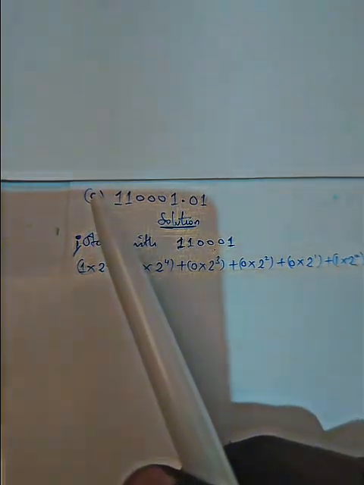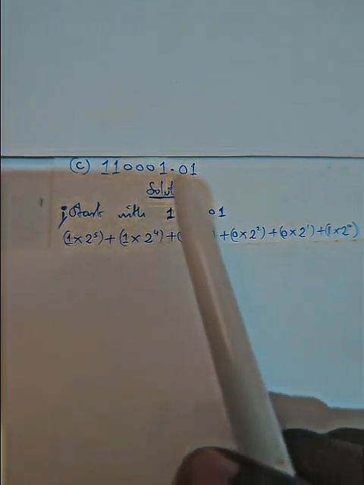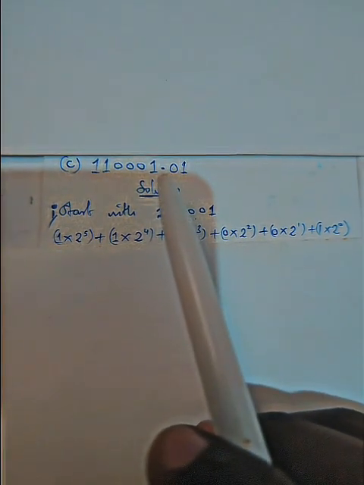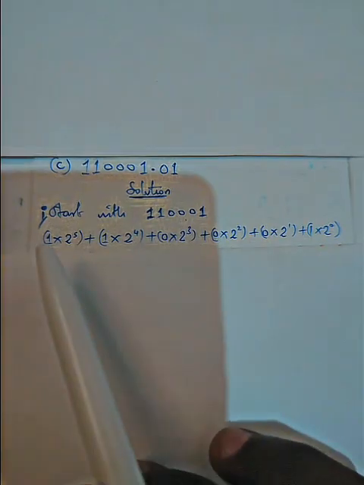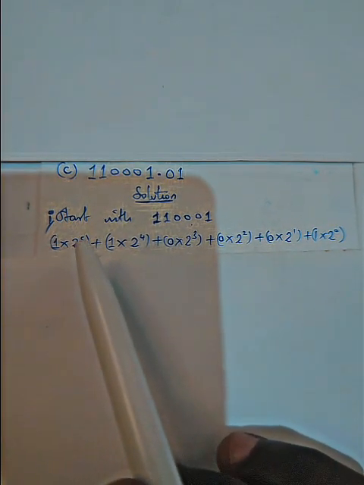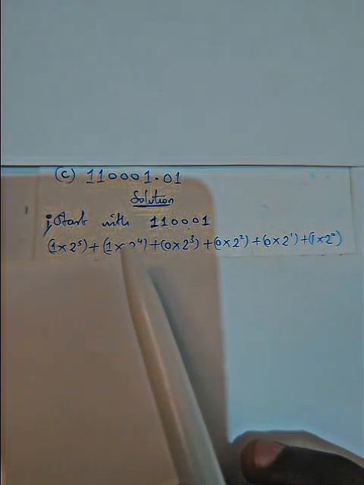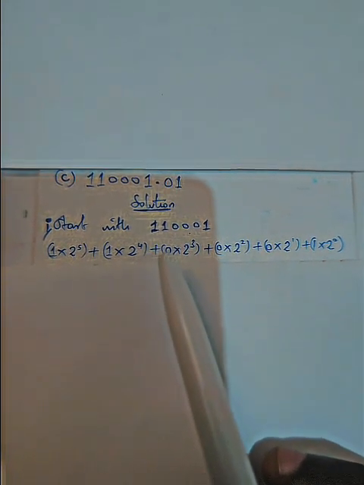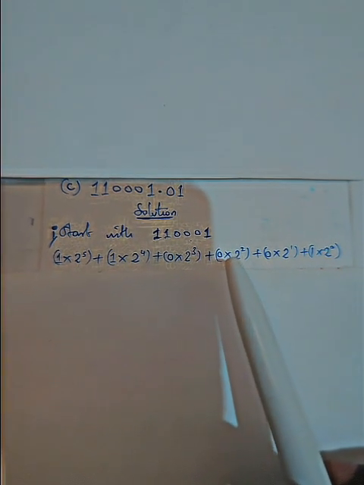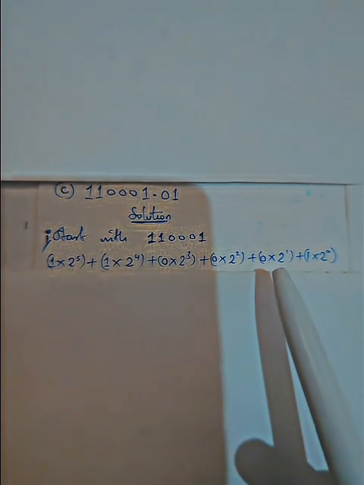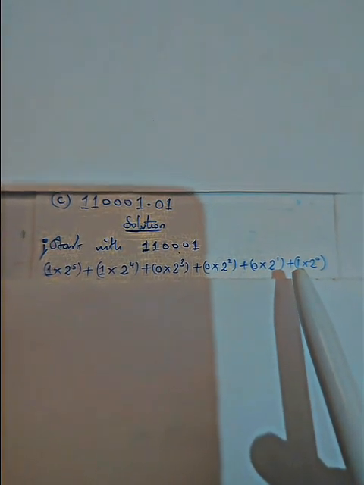Question 2c, convert this into binary. Solution: as we start, we set it with the binaries which don't have the decimal point, so it will become this one. Therefore 1 times 2 power 5 plus 1 times 2 power 4 plus 0 times 2 power 3 plus 0 times 2 power 2 plus 0 times 2 power 1 plus 1 times 2 power 0.